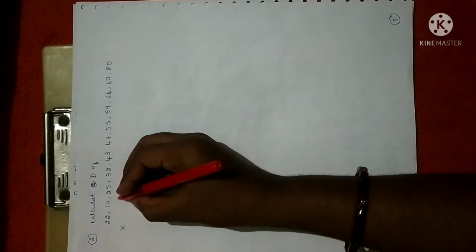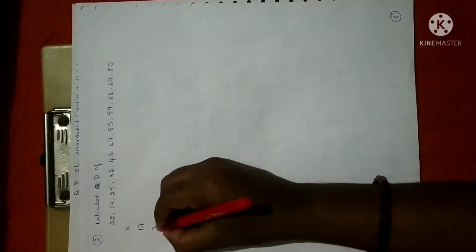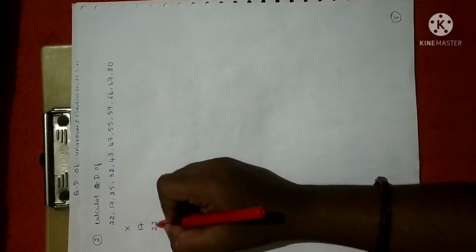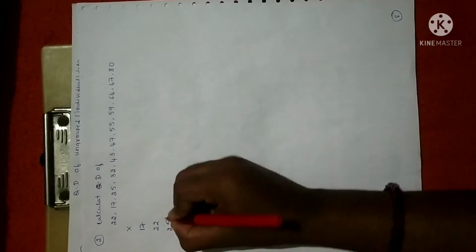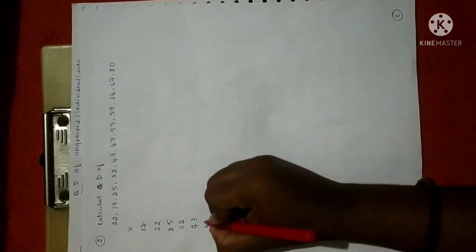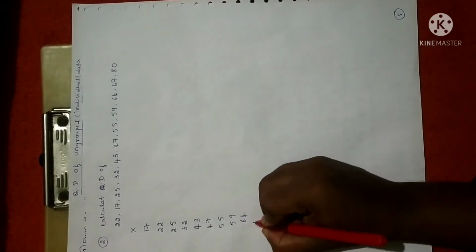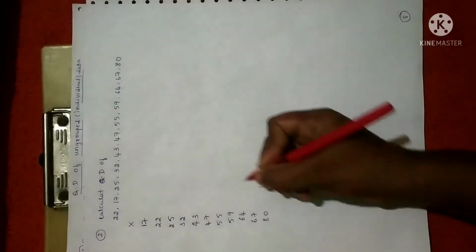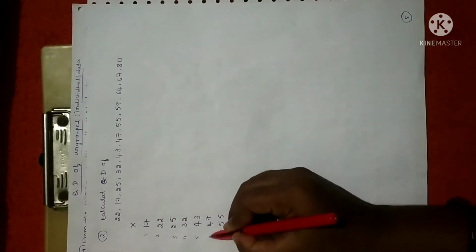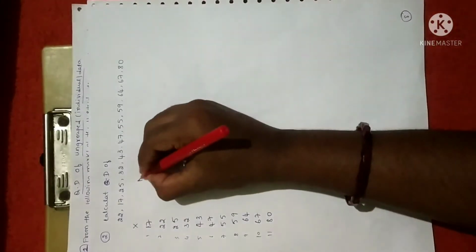First you have to arrange the given data in ascending order. Start with the least number, 17. It is a key point. I am reminding you once again, please arrange the given data in all the problems. So 17, next is 22, next is 25, next 32, next is 43, next 47, next 55, next is 59, next is 64, again 67 and 80. Now count the number of data: 1, 2, 3, 4, 5, 6, 7, 8, 9, 10, 11. So take n value as 11.